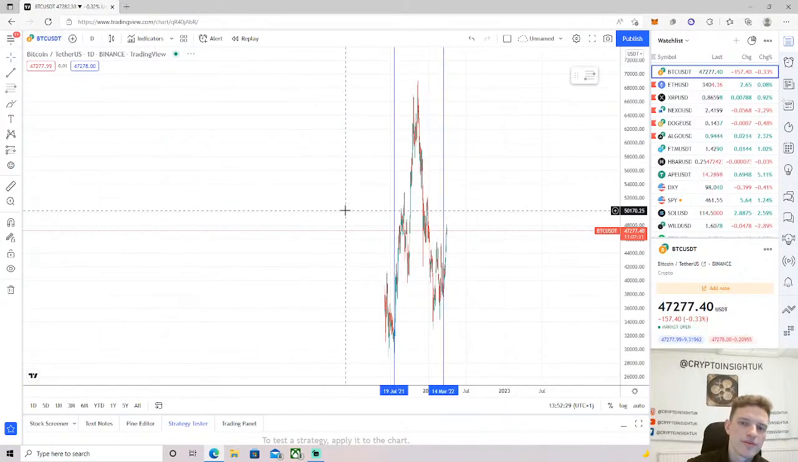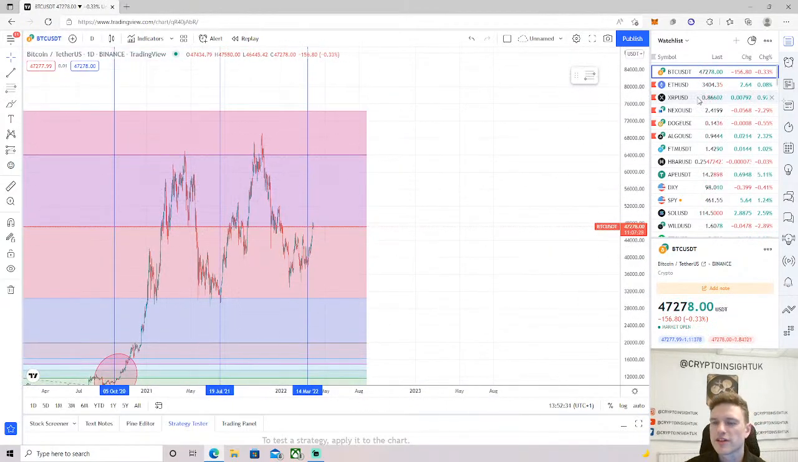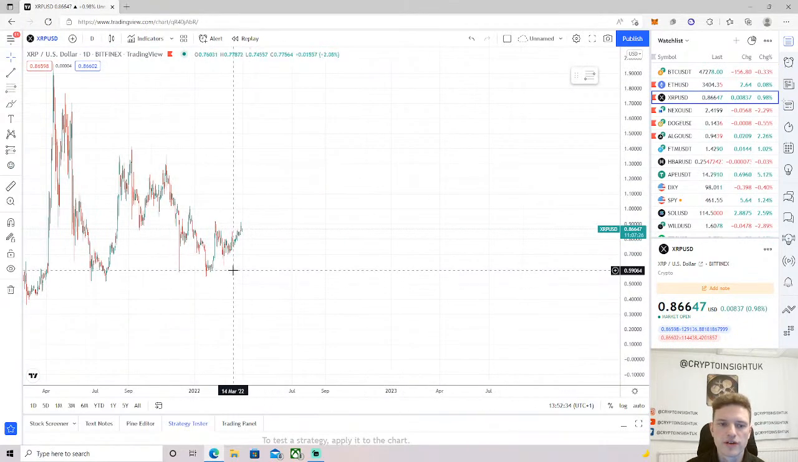But let's start with some basic TA, which is what I promised you guys. We'll start on XRP because I removed all my indicators from there, and then we'll go to Bitcoin and show you some things that I've seen recently.